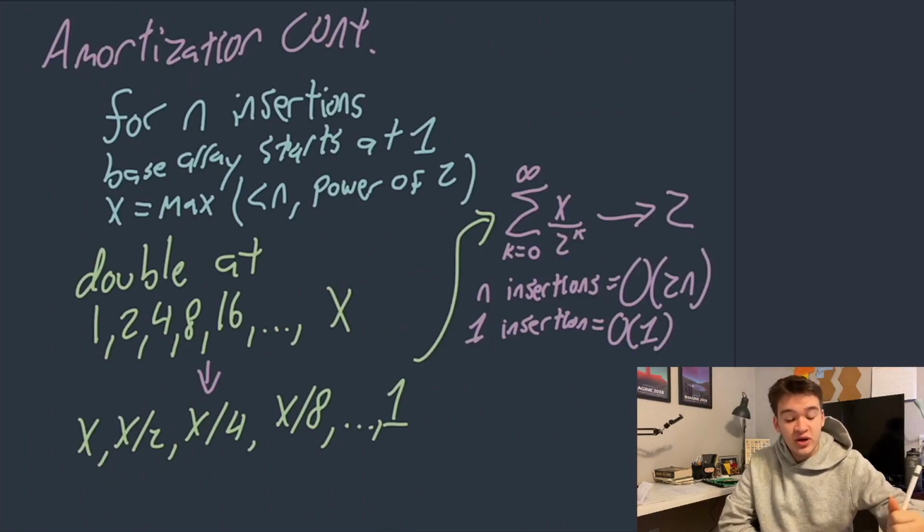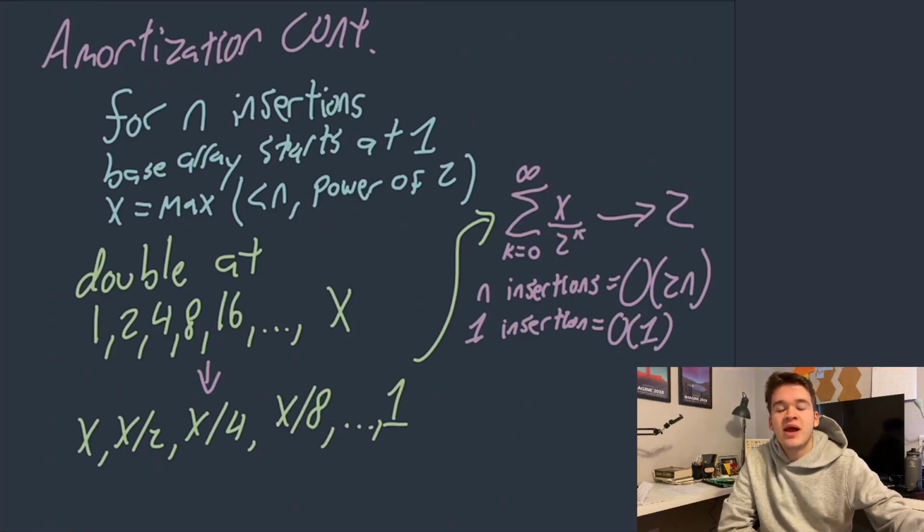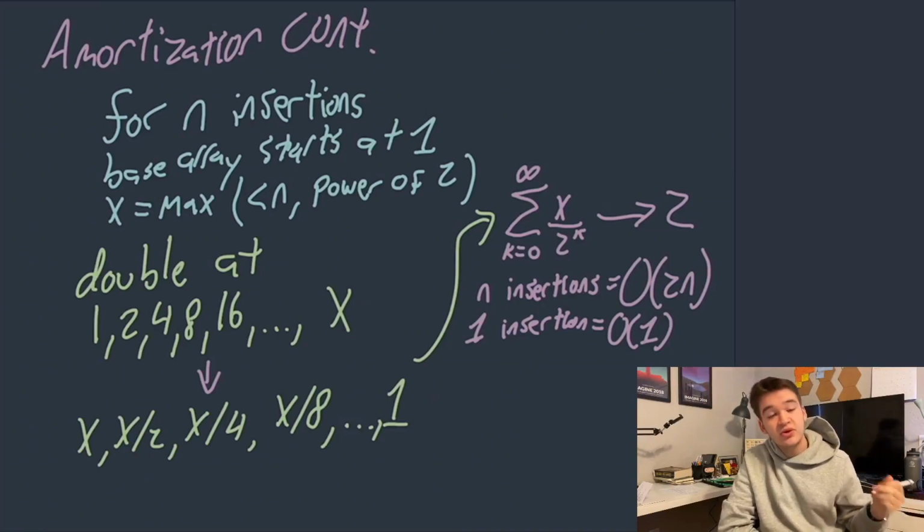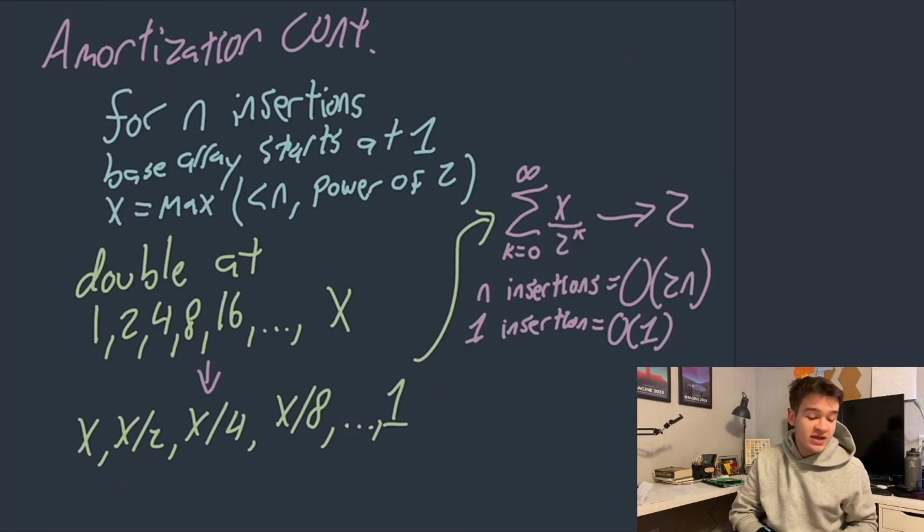So our base array is going to start at a length of 1, so we just start with one spot in our array, and we will have a variable called x, which is just going to be the highest power of 2 that is not going to be higher than n. So what we're going to have to do is double when the array has a size of 1, a size of 2, a size of 4, a size of 8, 16, on until we get to x.